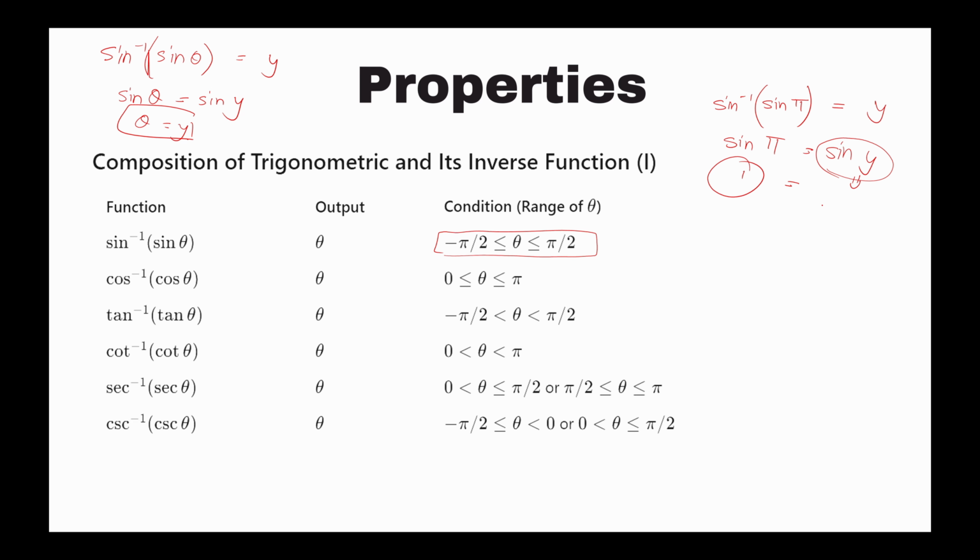So what are the values that are possible? It is going to be n pi, right? So that means there are a lot of values that are possible. That is why we are putting this condition that it must lie within this range. Inside our sine inverse, if we have sine theta or trigonometric functions, then our output is simply going to be theta based on some conditions, right?